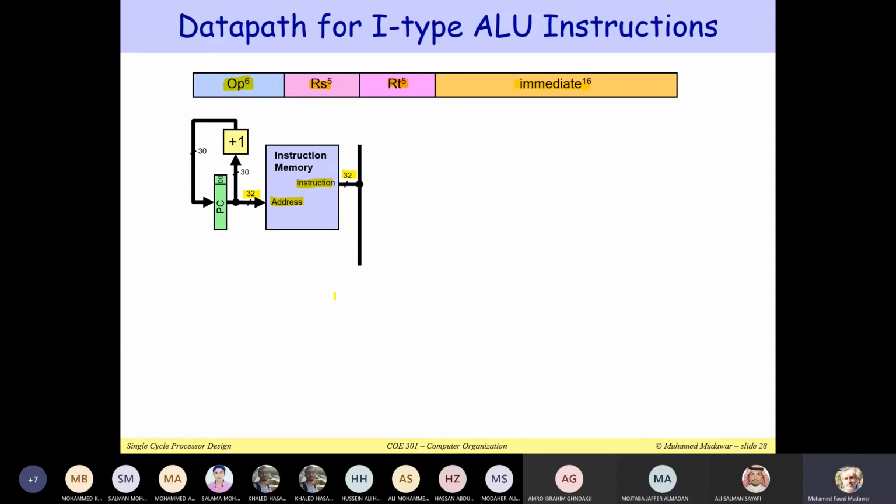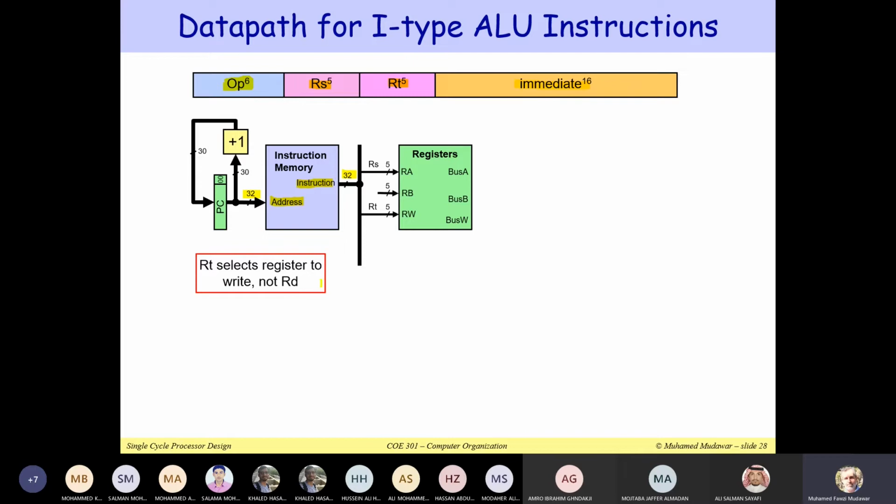So now the control logic is going to examine the opcode, and knowing the opcode is different from 0, it has a unique opcode for each I-type ALU instruction. It can tell what instruction you are trying to execute. If this was the opcode of an I-type ALU instruction, we need to read register RS. Only RS, because we have only one source register, which is RS. We need to read this from the register file.